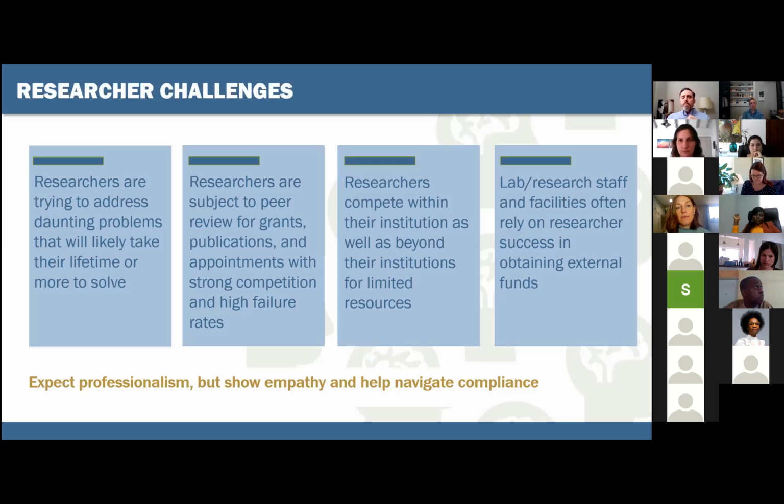They're frequently subject to peer review, whether that's grants or publications or just their job appointments. And when we talk about peer review, that means their colleagues at their institution or at other institutions are judging them, evaluating how good their work is, and deciding whether or not they get a grant, a publication, or a promotion based on the quality of their work. And that can be very intense. Even within their institution, they're often competing for resources with other investigators, other faculty, right?